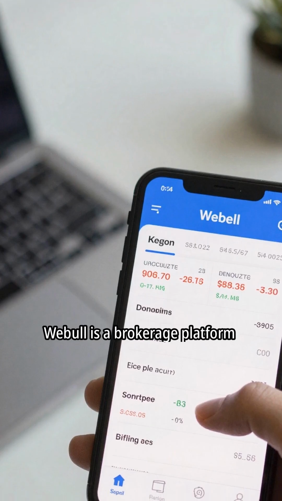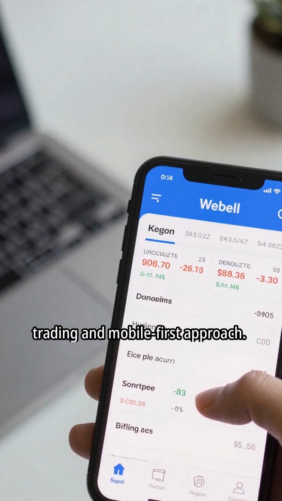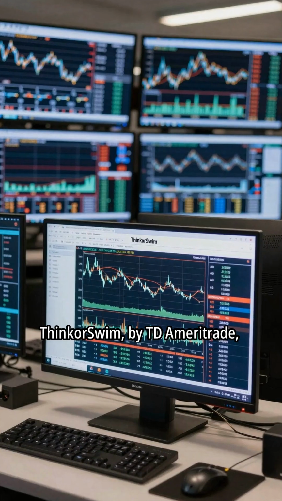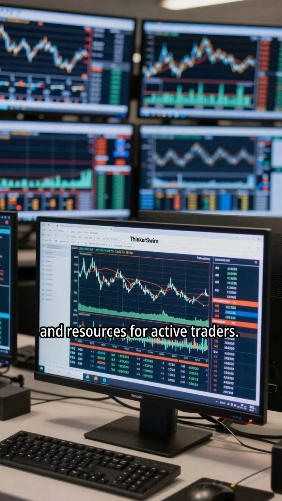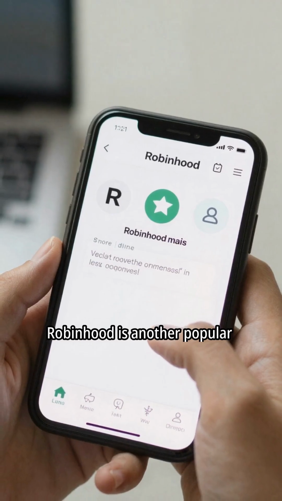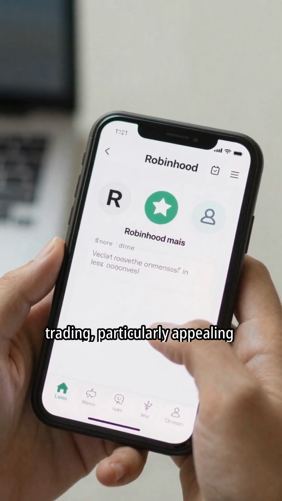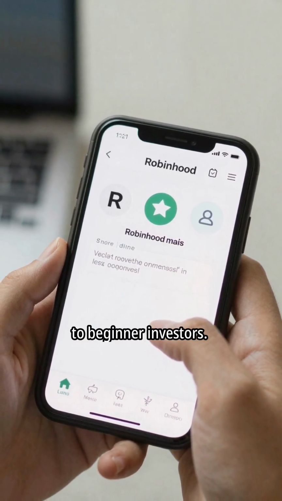Webull is a brokerage platform known for its commission-free trading and mobile-first approach. Thinkorswim by TD Ameritrade offers advanced trading tools and resources for active traders. Robinhood is another popular platform that provides commission-free trading, particularly appealing to beginner investors.